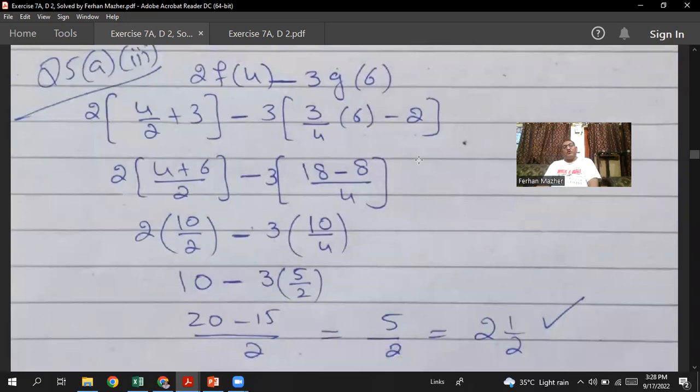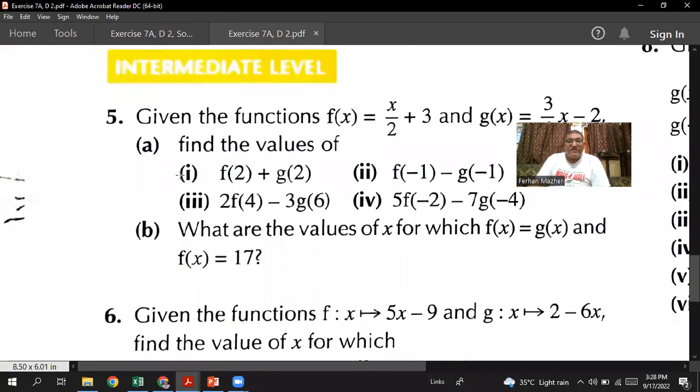So the whole question is showing up on your screen. Question number 5A, third part. Okay, so we are going to the next part. That's next part is question number 5A's fourth part. He says 5f of minus 2 minus 7 g of minus 4.